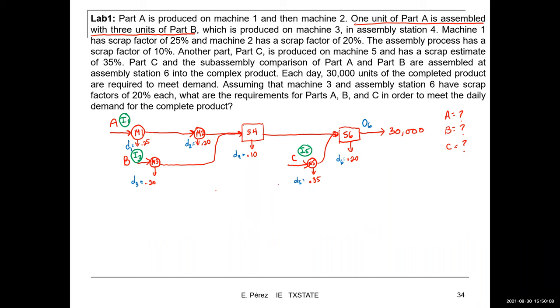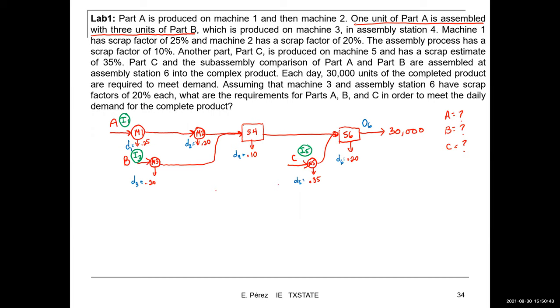Okay, so going back to the problem. The only things that we know are the output for station 6, which is 30,000. And we have also the values for the defective rates for each one of the stations. And what I want to find in this problem are the values for how many parts I need for A in order to get 30,000 units at the end of the line, how many I need of type B, and how many I need of type C in order to get those 30,000.